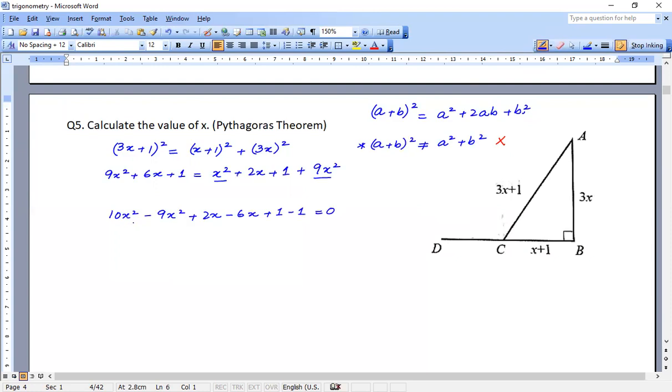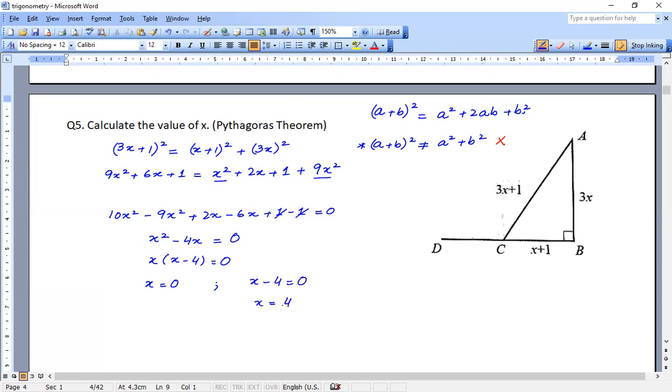Okay, so 10x squared minus 9x squared becomes x squared, plus 2x minus 6x becomes minus 4x, and this 1 and minus 1 gets cancelled, is equal to 0. I have x square minus 4x equals to 0. Although it's a quadratic equation, I'll not be using the quadratic formula to solve it. Instead, I'll factorize it. x into x minus 4 is equal to 0, which means either x is equal to 0 or x minus 4 equals to 0, which means x is equal to 4.